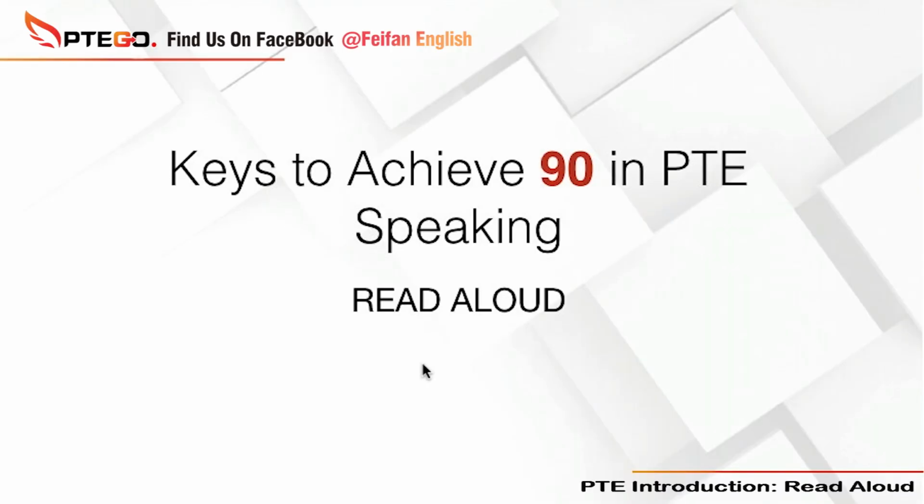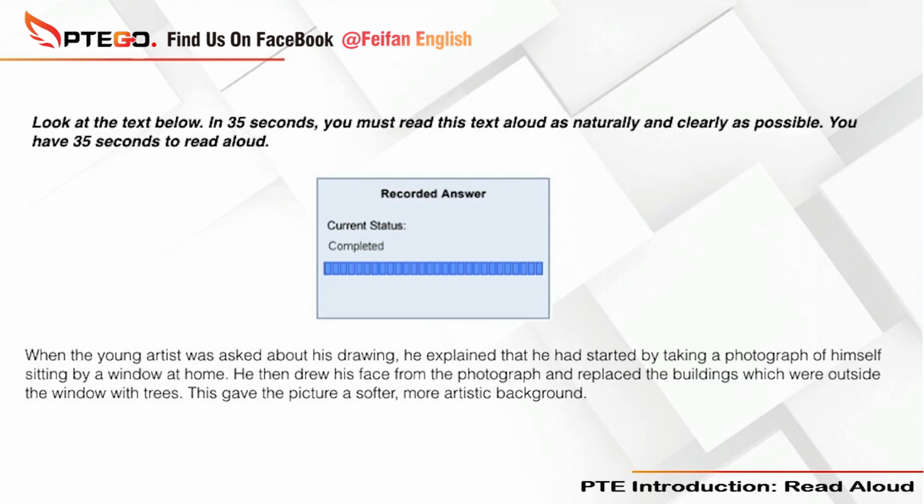Welcome to this video. In this video, we are going to talk about how to achieve a perfect 90 in your PTE speaking exam. The question type we are discussing in this video is read aloud. Read aloud is the question type where you're supposed to read out exactly what is right in front of you. If you can see the screen here, this is the text below, which in 35 seconds you are supposed to read out as clearly as possible and as naturally as possible.